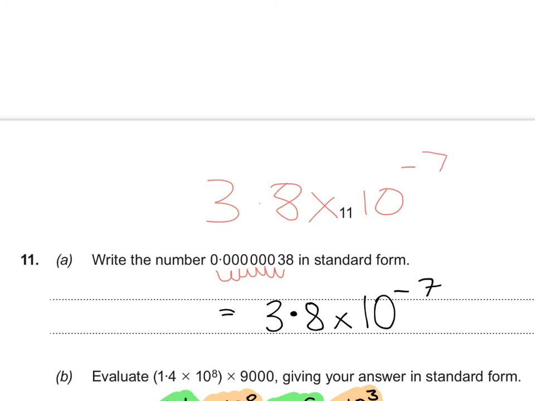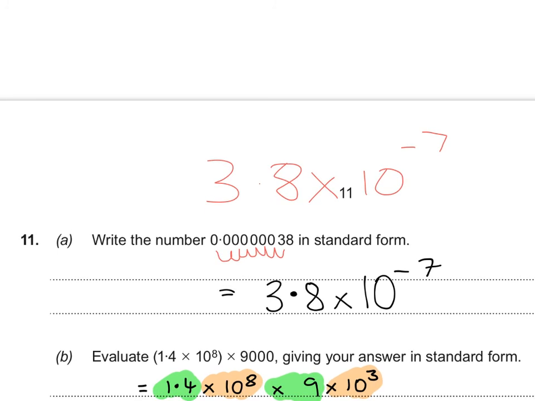Okay? For the next question, it says evaluate. Evaluate is just another way of saying work out. Okay, calculate, evaluate, same sort of thing. So you've got to work that out and give your answer in standard form. The best way to do this is to change the 9,000 to standard form first. So for 9,000 in standard form, instead of the number 9,000, we want a number between 1 and 9.9.